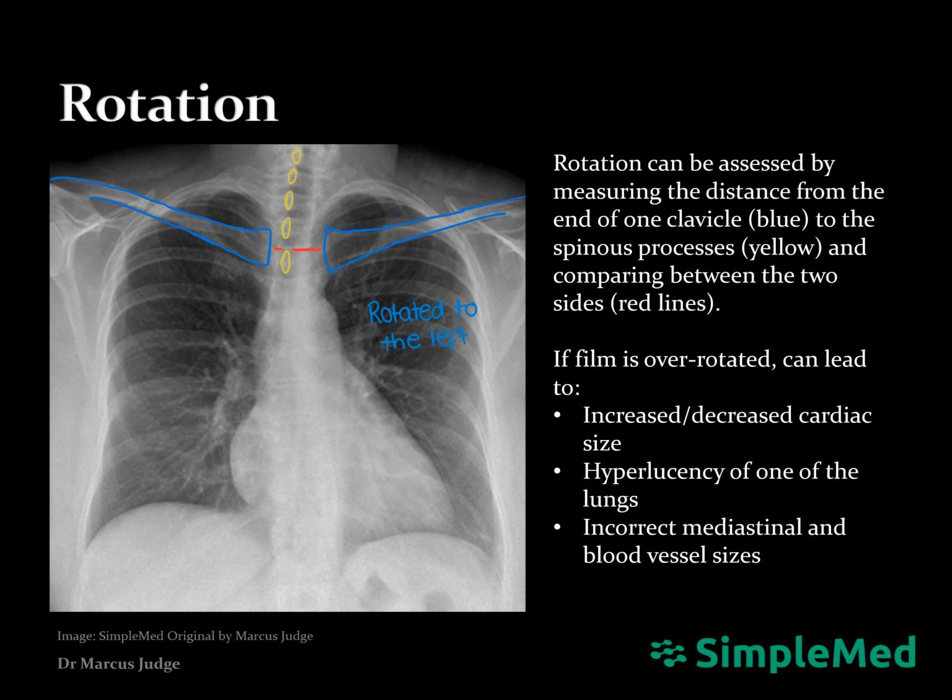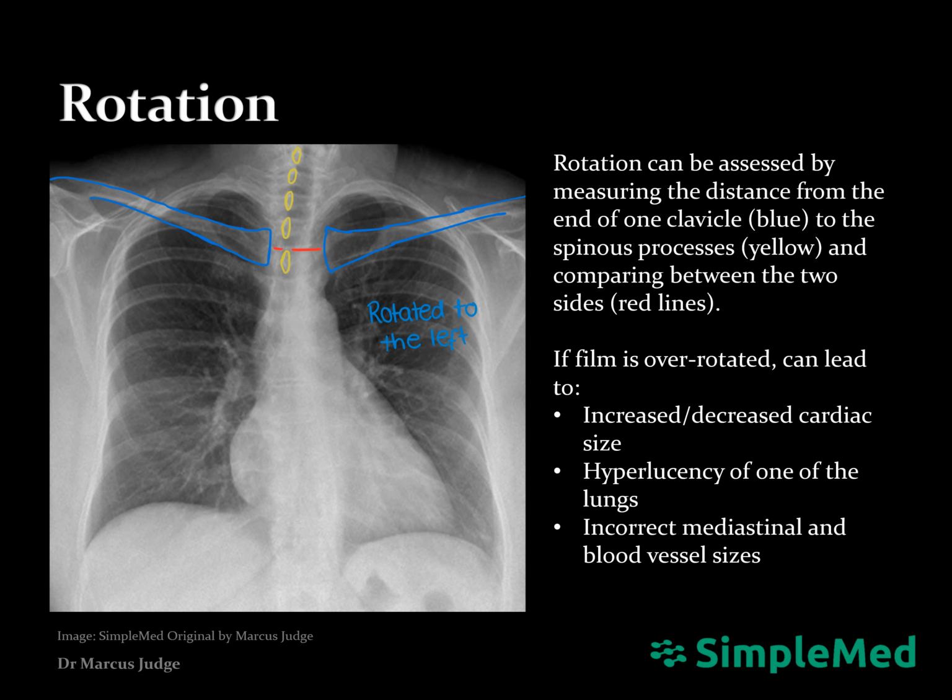The physical rotation of the patient relative to the X-ray source can strongly affect the image outputted. Sometimes, particularly for patients who are ill or in pain, adequate rotation can be very difficult. Rotation can be assessed on a film by measuring the distance between the medial end of one clavicle, seen here in blue, and the spinous processes of the spine, seen here in yellow, and then comparing that distance with the same on the other side.